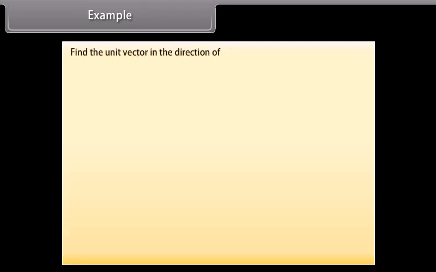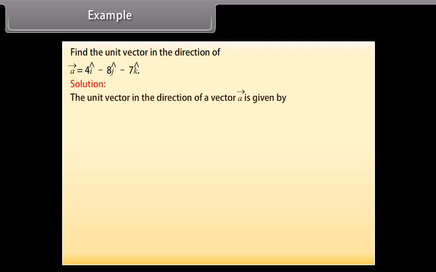Example. Find the unit vector in the direction of vector A equals 4 cap I minus 8 cap j minus 7 cap k. Solution. The unit vector in the direction of vector A is given by cap A equals vector A upon mode of vector A.